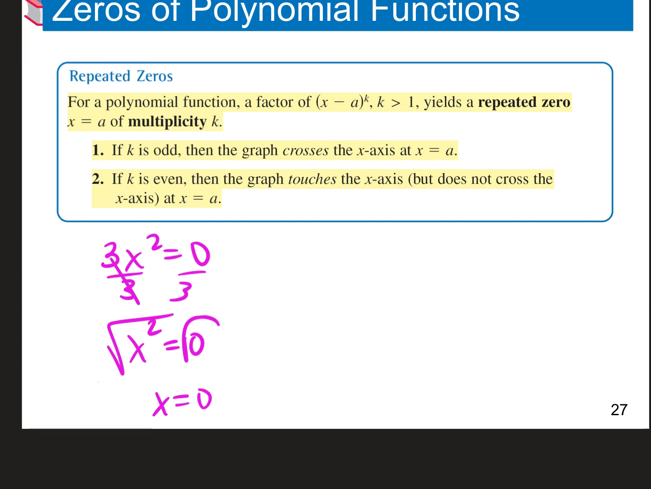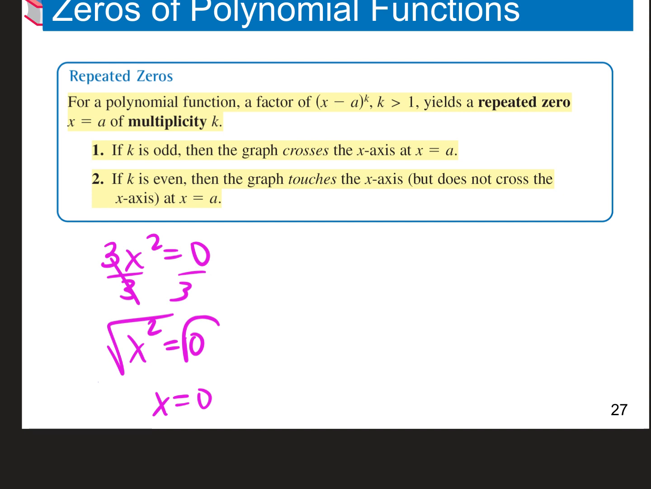X equals 0. But how many times do we have x equals 0? We have it twice. That's called multiplicity. What multiplicity means to us is, it says right here, if k is odd, then the graph crosses the x-axis. If k is even, then it touches and turns or bounces.